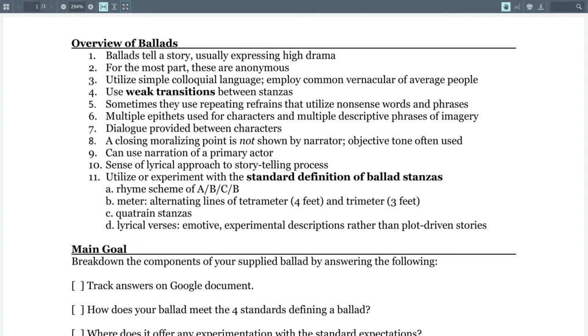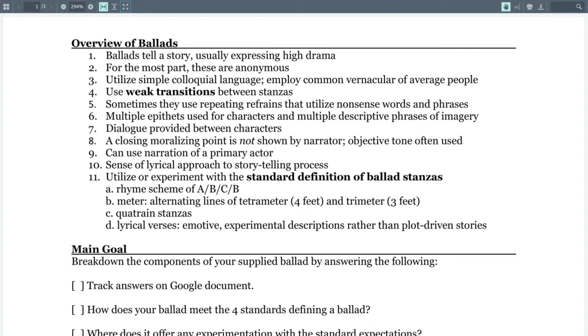Some of these, the narrator will be, like in the murder category, in the murder ballads, the murderer will sometimes be narrating the song. Sometimes the victim is narrating the song. Sometimes the ghost of a long dead victim will come back and tell their story to whoever's listening. Either way you look at it, the emphasis is on the lyric, on a lyrical approach to storytelling.